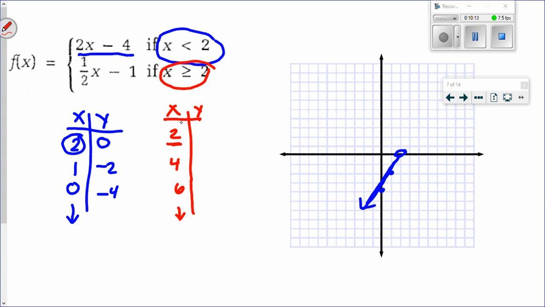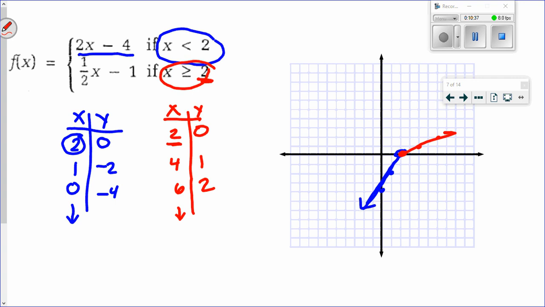So if I plug in, I have to do the number that's here though. So 2 times 1/2 is 1, minus 1 is 0. 4 times 1/2 is 2, minus 1 is 1. 6 times 1/2 is 3, minus 1 is 2. So 2, 0, that's still okay. 4, 1, 6, 2, and I have another straight line.